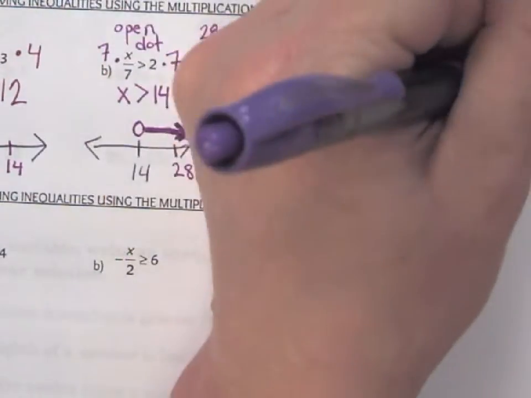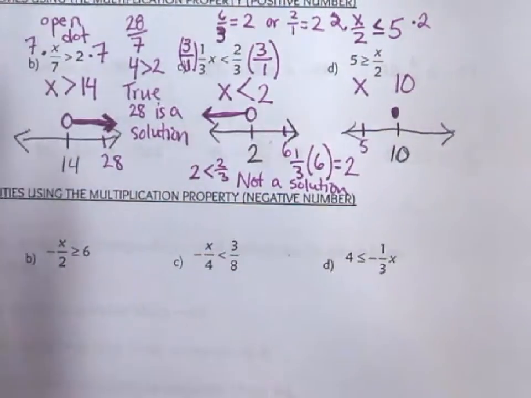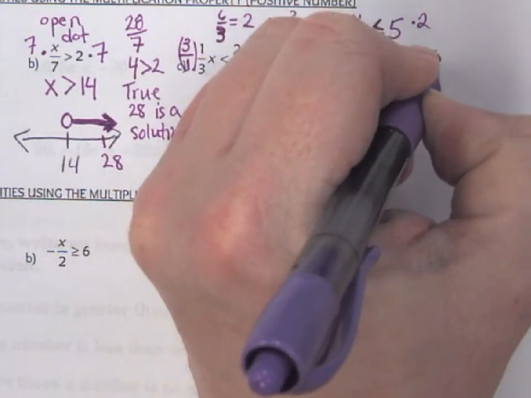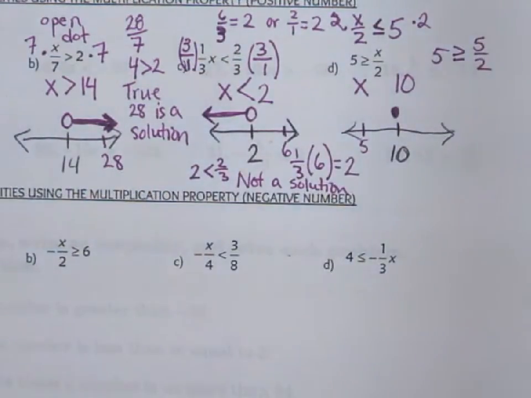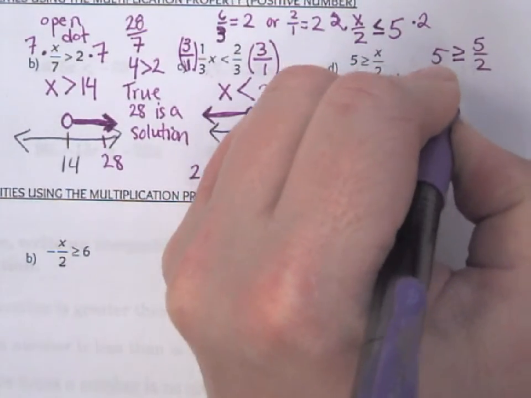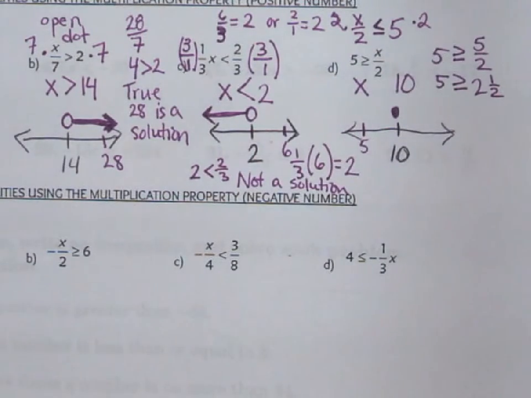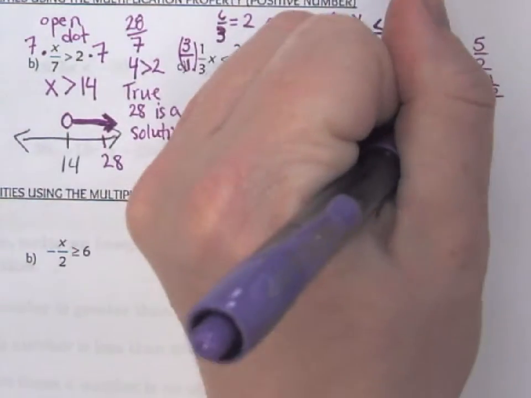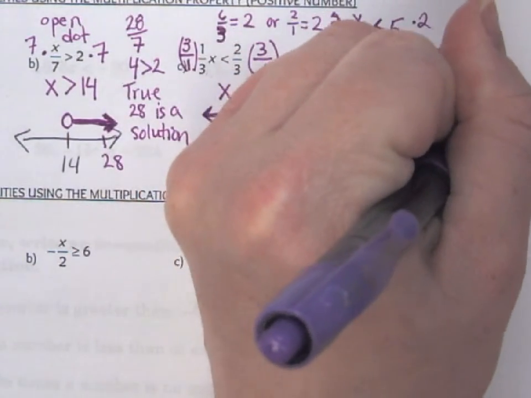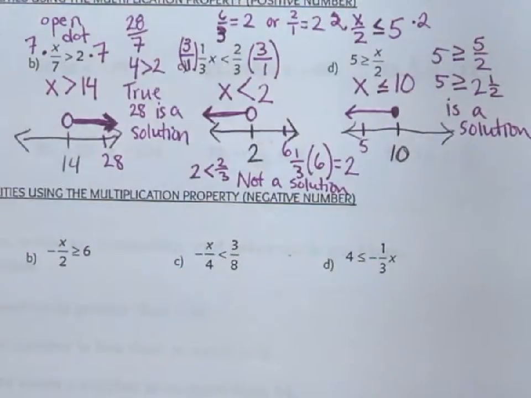So if we put 5 in here, and I'm going to use my original inequality to check this one, just in case when I rewrote it I did something wrong, I want to go back to my original. So I have 5 greater than or equal to 5 over 2. What's 5 divided by 2? We get 2.5. Is 5 bigger than 2.5? Yes, it is. So that is a solution. So our inequality is x is less than or equal to 10.